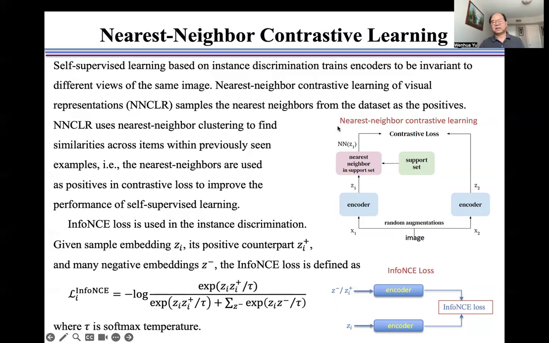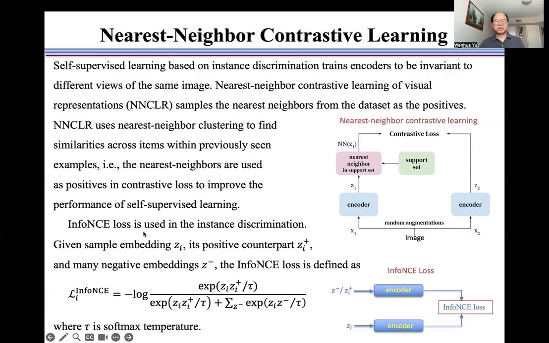As shown here, this is the architecture of nearest neighbor contrastive learning. This is the input image, this is view 1, this is view 2, and this is the encoder. We use contrastive loss to train the model. And these are the nearest neighbors generated from the support set.